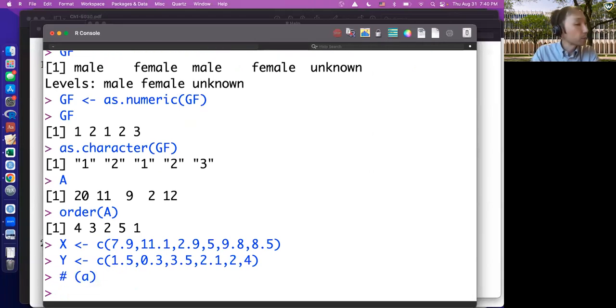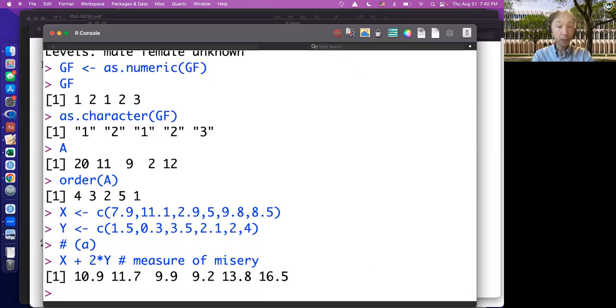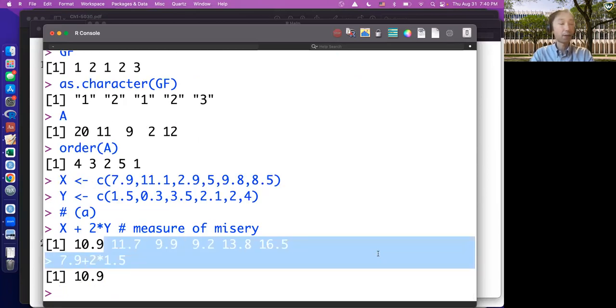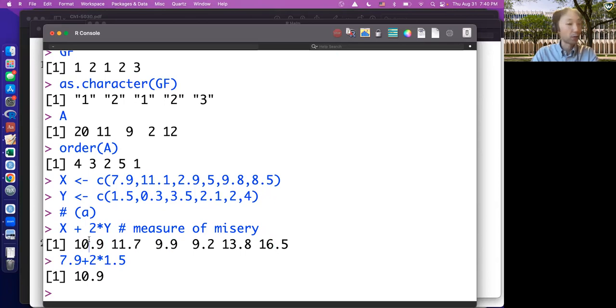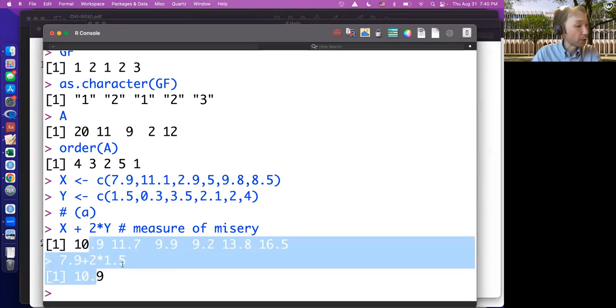So that is X plus 2Y. You have to be careful that you always put the asterisk sign here. So X plus 2Y, this is the measure of misery. So 10.9, you can see 7.9 plus 2 times 1.5 is 10.9, and so on. These are the measures of misery for 6 countries.